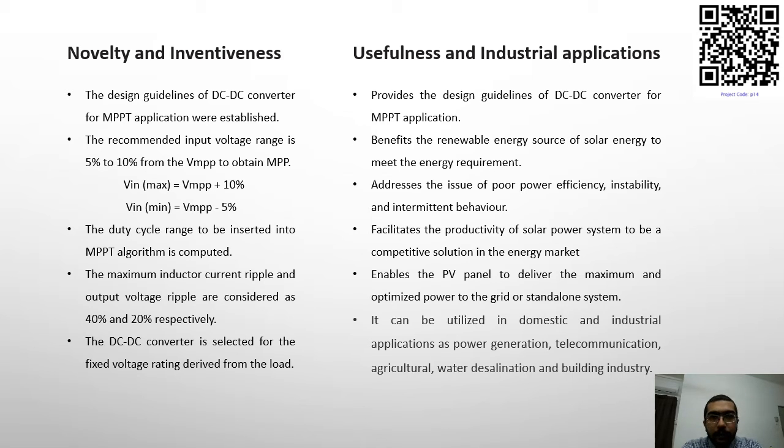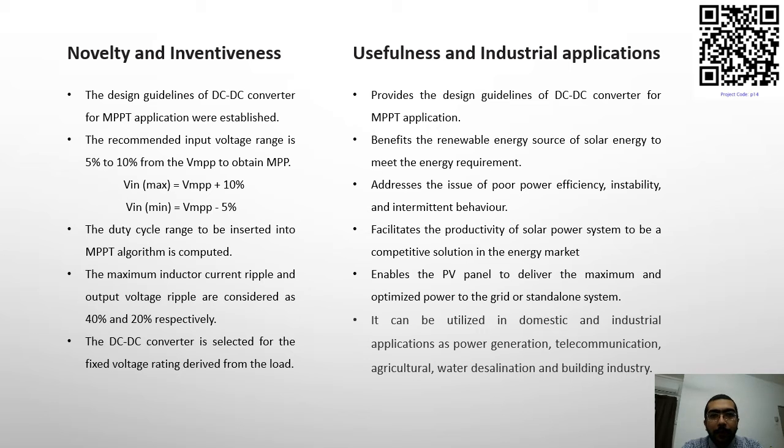In accordance to the values at the standard testing condition, the maximum inductor current ripple and the output voltage ripple are considered as 40% and 20% respectively to design the inductor and the capacitor values. It was distinguished that the type of DC-DC converter has no direct impact on the MPPT. The choice of DC-DC converter is based on the type of application and load condition and is independent of the input. The DC-DC converter is selected for the fixed voltage rating that is derived from the load.